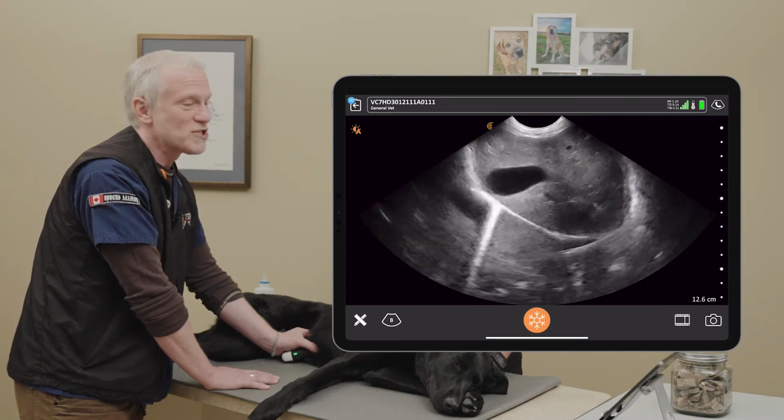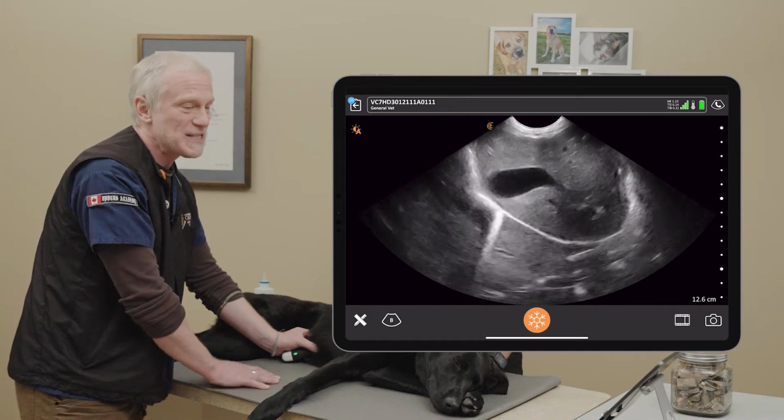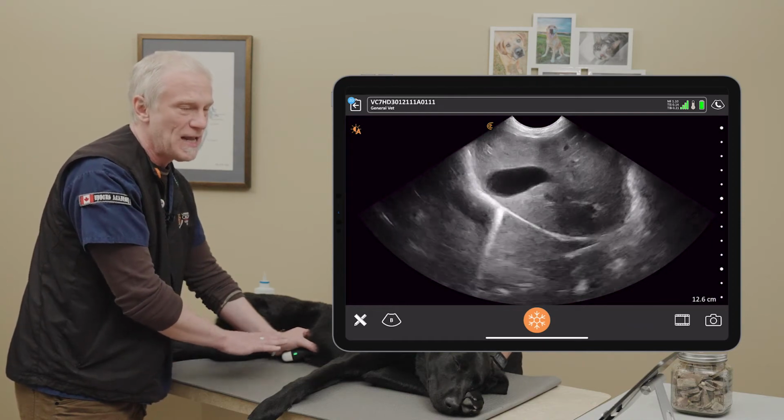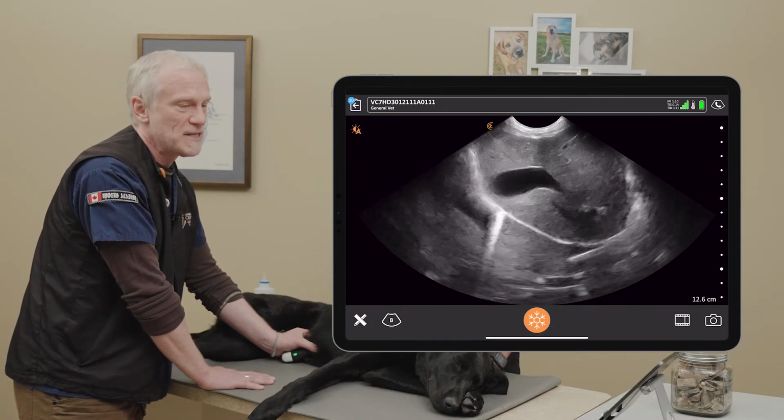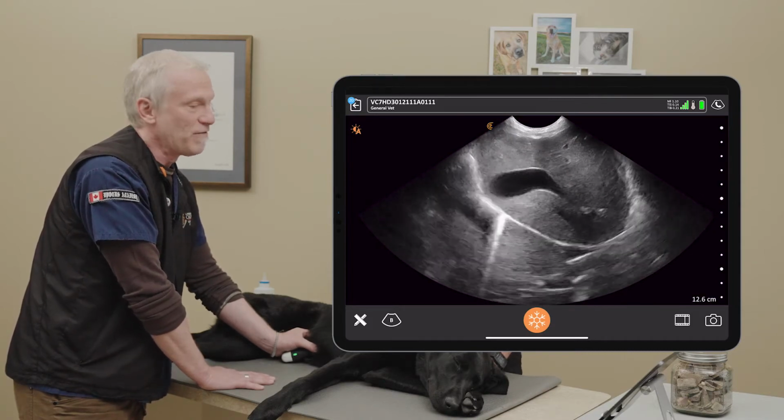We only see that when there's air on the other side of the diaphragm. So at this particular location, in this particular plane, I can say with confidence there is no pleural effusion on the far side of the diaphragm in the distal image, because we see that lovely mirror image artifact.